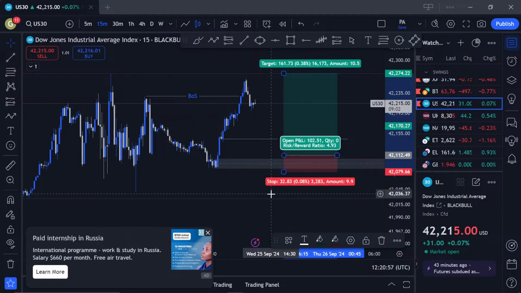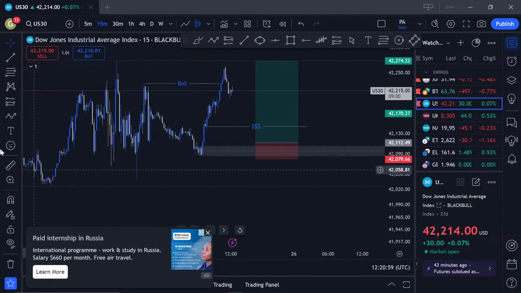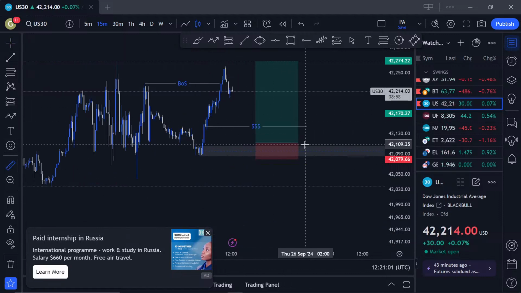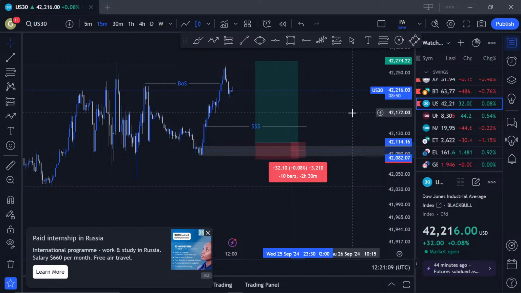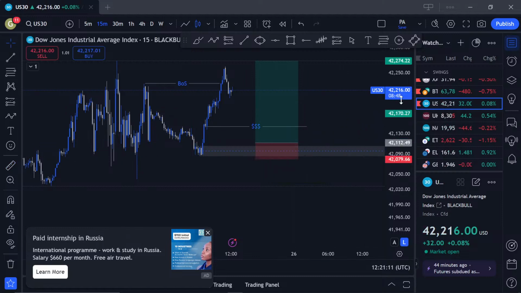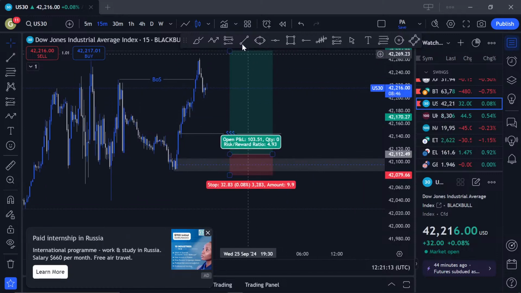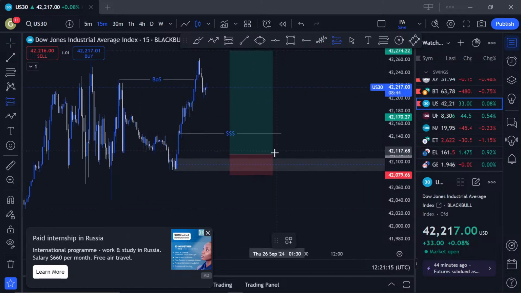So now let's take a look at how many points we are using as stop loss here on US30. So that's about 31 pips. That's 3,130 points. That will be 31 pips. That will be a drop of negative 0.08%. So yeah, we take a buy from here, then target the top as our take profit.